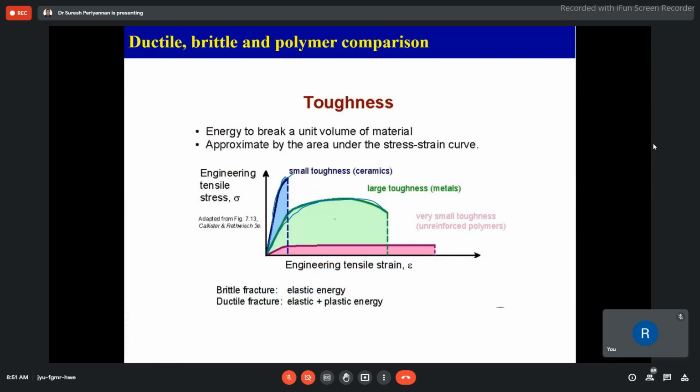Brittle material has more toughness, because toughness is based on the area under the stress strain curve. But in elastomer, there is less toughness, but the strain is more.